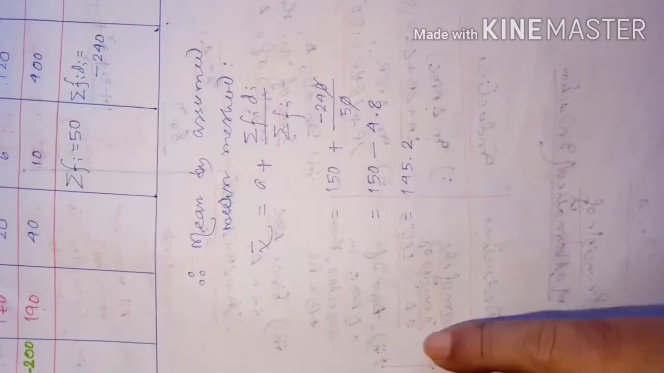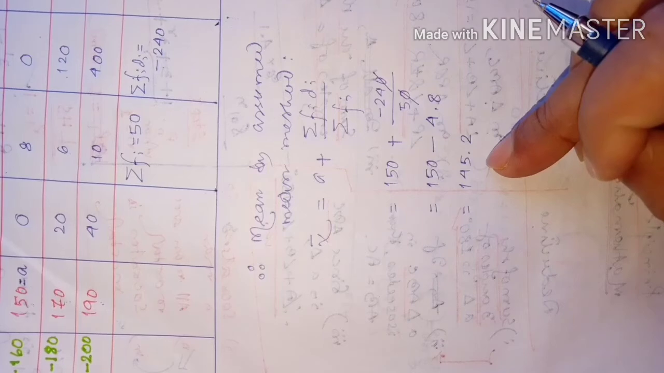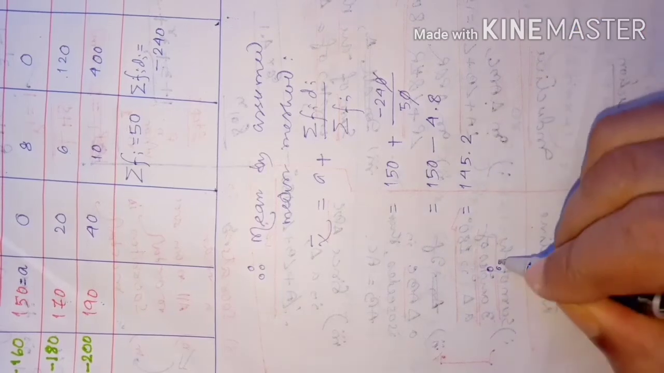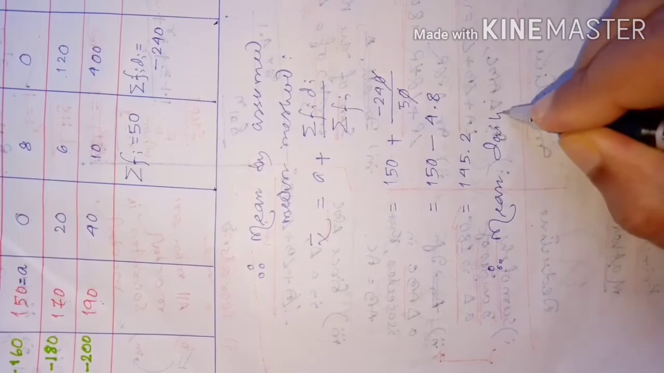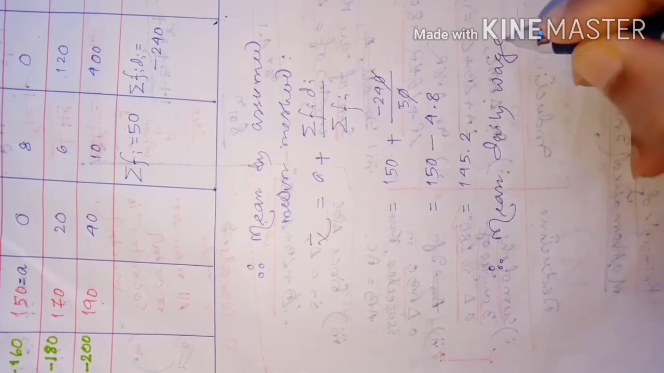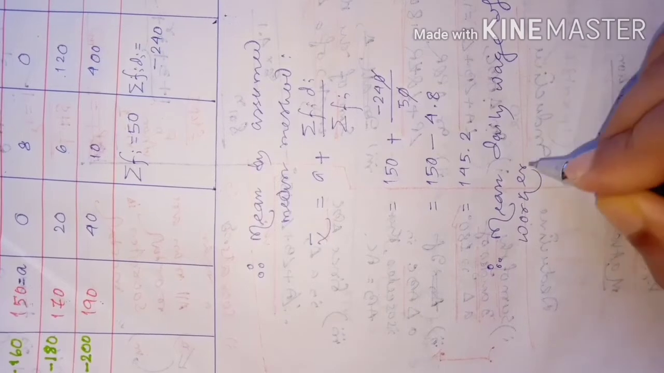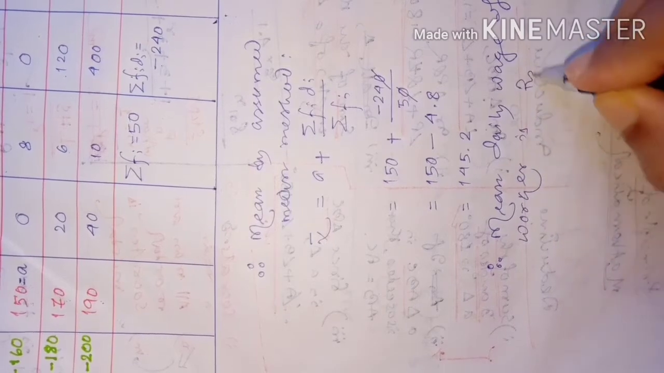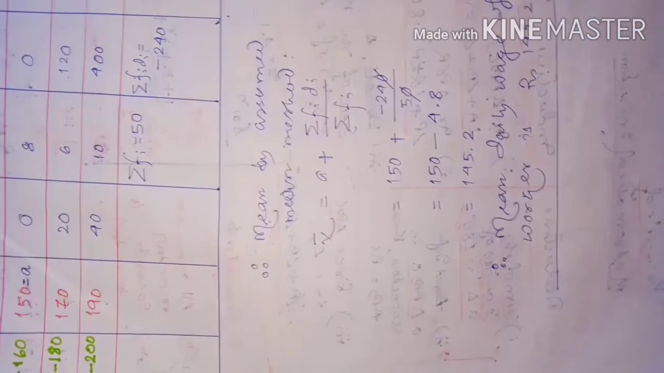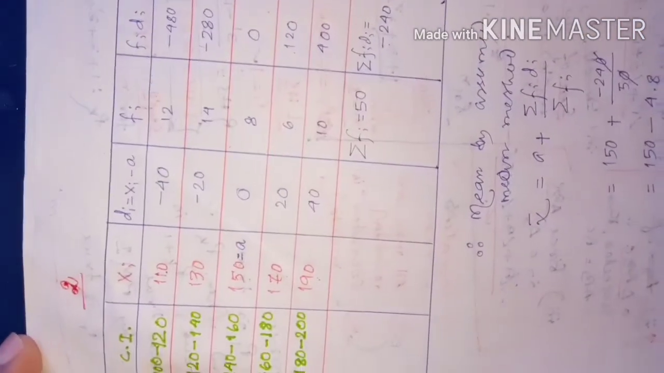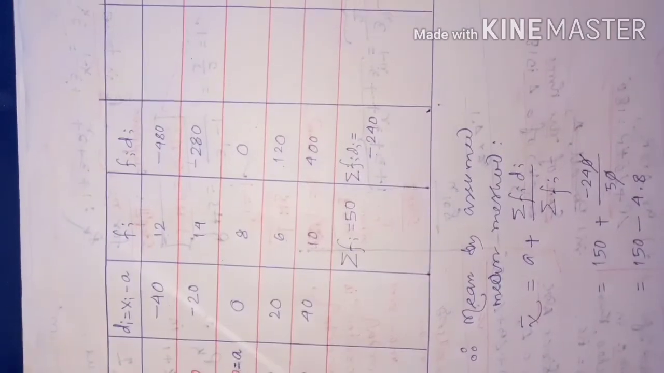By which method have we found this? So this is the mean daily wage of a worker. Therefore, the mean daily wage of a worker is rupees 145.2. This is our answer. By which method have we done this? By the assumed mean method. The same problem can also be solved by the step deviation method.